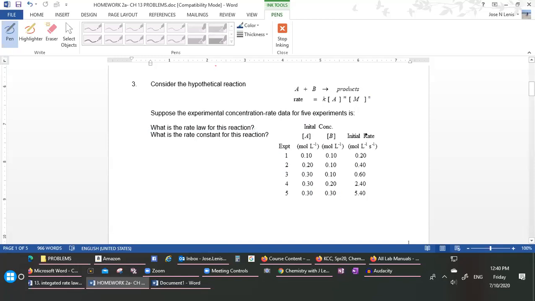So let's do the first part. What is the rate law for that reaction? Let's clarify here. We have to make some changes here. This is supposed to be concentration of B. Make these changes on your paper too, because it cannot be M, because M is not part of the reactants.